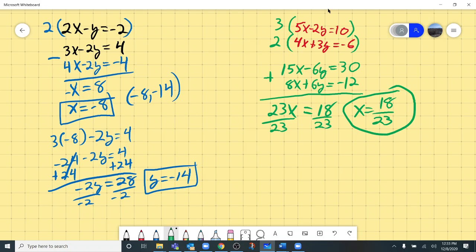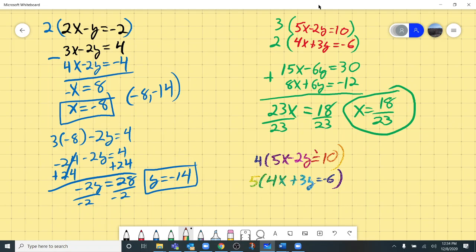Okay, so now we can plug this back in for our x and solve for y. Or we can do our elimination again and solve for y. And I don't really want to mess with the 18 over 23. I guess we could multiply everything by 23. But again, that's going to get pretty ugly pretty quickly. So let's do this. Let's do 4 times 5x minus 2y equals 10. And 5 times 4x plus 3y equals negative 6.